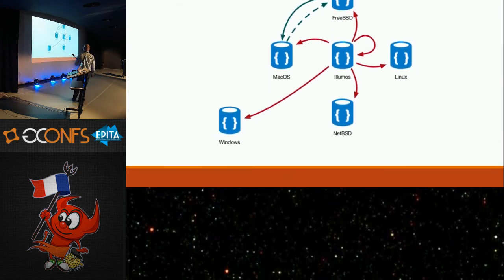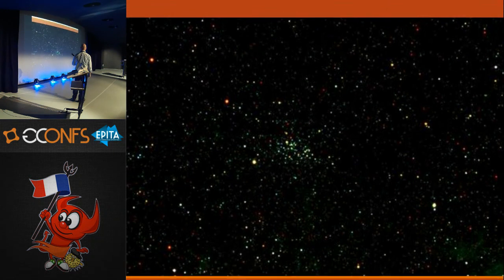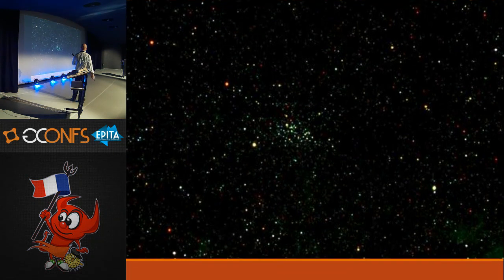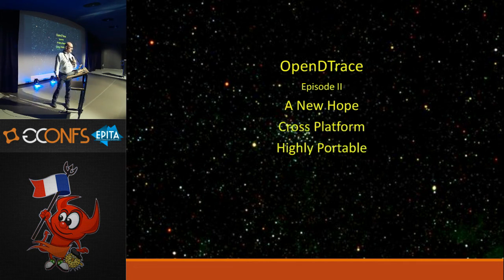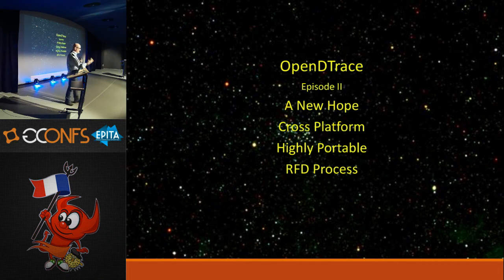So what are we going to do next? This is an animation. How does that work? So we're proposing to do Open DTrace. I will not put episode 4 on the slide. A New Hope. So the idea is to have a cross-platform DTrace. It's already relatively portable. We're using the same RFD process that Joyent and Sun used to do requests for changes.